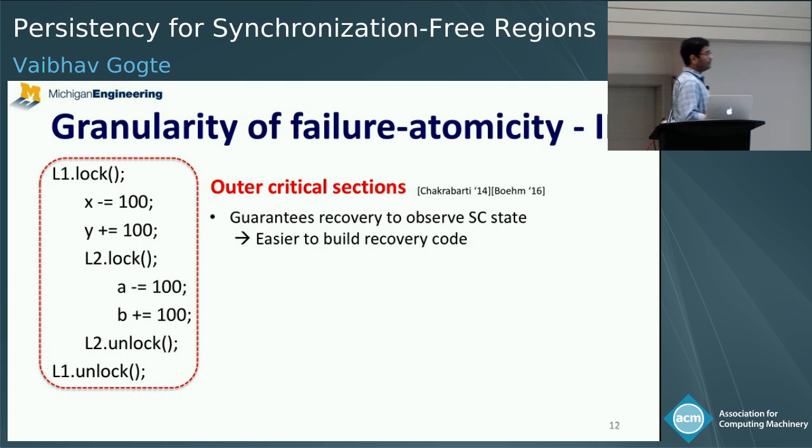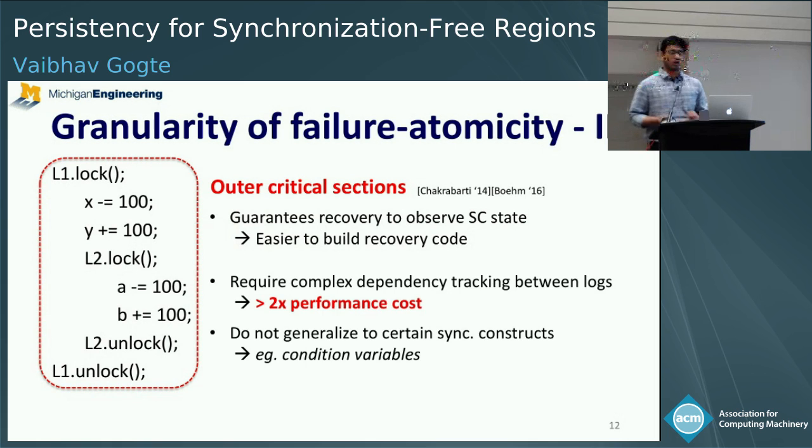These mechanisms are appealing because they guarantee that recovery never observes non-sequentially consistent state of a program. However, these mechanisms suffer from two critical drawbacks. First, they have a high performance overhead, because they require complex dependency tracking between logs across different threads, and because of which they suffer from higher than 2x performance cost. However, more importantly, these mechanisms do not generalize to certain synchronization primitives in the language. For instance, some mechanisms do not support condition variables.